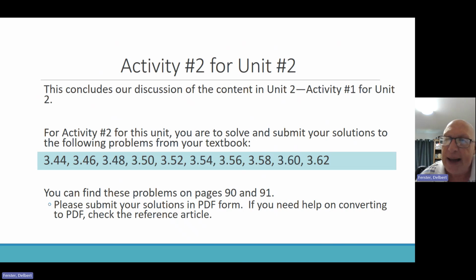This wraps up the first activity for Unit 2. Second activity for Unit 2 is going to be that selected set of problems from your textbook. You got to solve them, send them back to me, grab some points. Shouldn't find anything too difficult, too frustrating, I hope. If you do, I'm an email away.